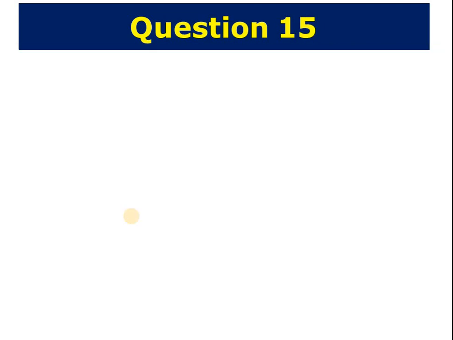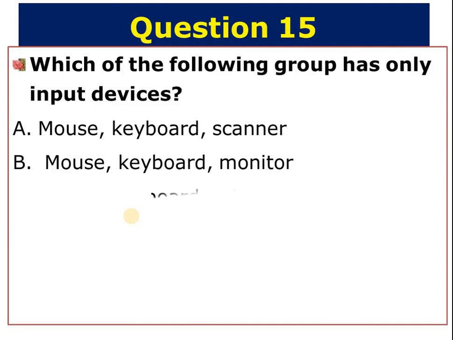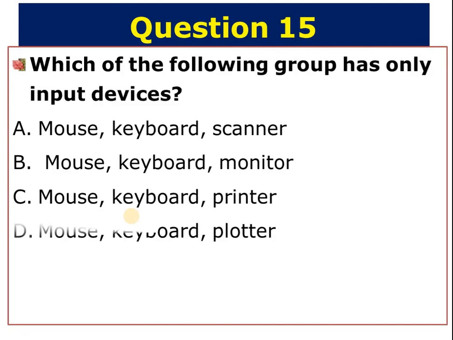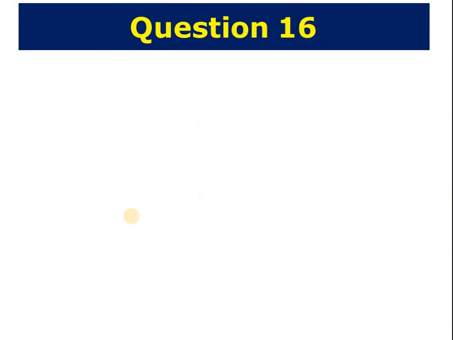Let me go to question number 15. Which of the following group has only input devices? A. Mouse, keyboard, scanner, B. Mouse, keyboard, monitor, C. Mouse, keyboard, printer, D. Mouse, keyboard, plotter. The answer is A. Mouse, keyboard, scanner are input devices.